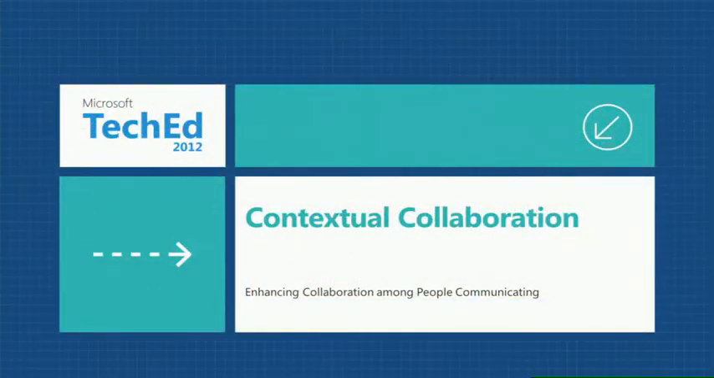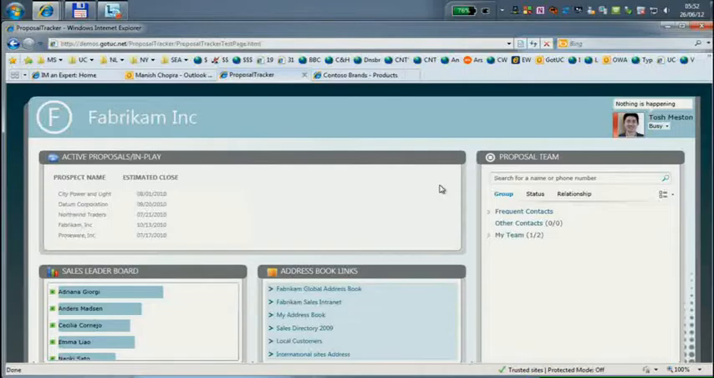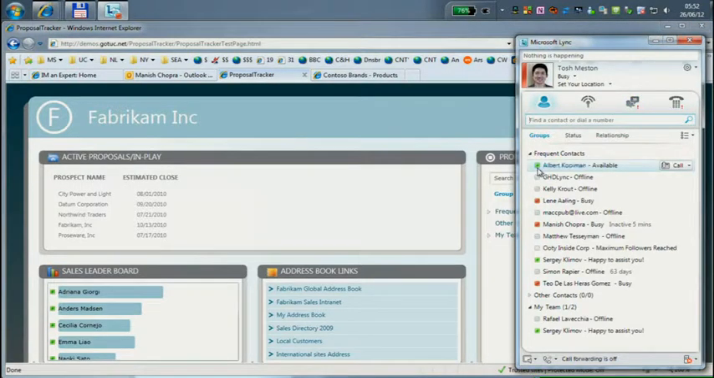When we are talking about contextual collaboration, that's a fancy word of how you help people work better and more efficiently together. The most simple demo that I can do, if I now figure out how to switch the screen, is what I call messing with presence. Here we are. So let's minimize this for a moment. Let's pull up Lync. Here you've got Lync. Here you've got me logged in as Tosh, but this is me.